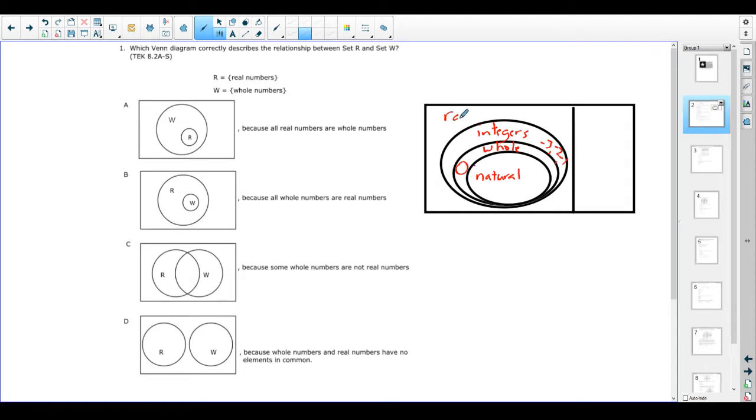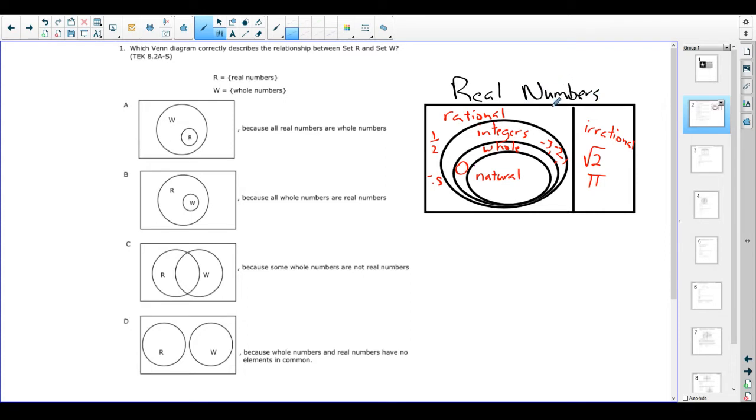And then this one was rational. That's all your decimals and fractions and everything. Negative 0.5. And then over here was irrational. That's all your bad square roots and pi. Okay. And then if you remember, this is the part you had to remember, the name of this whole box was real numbers.